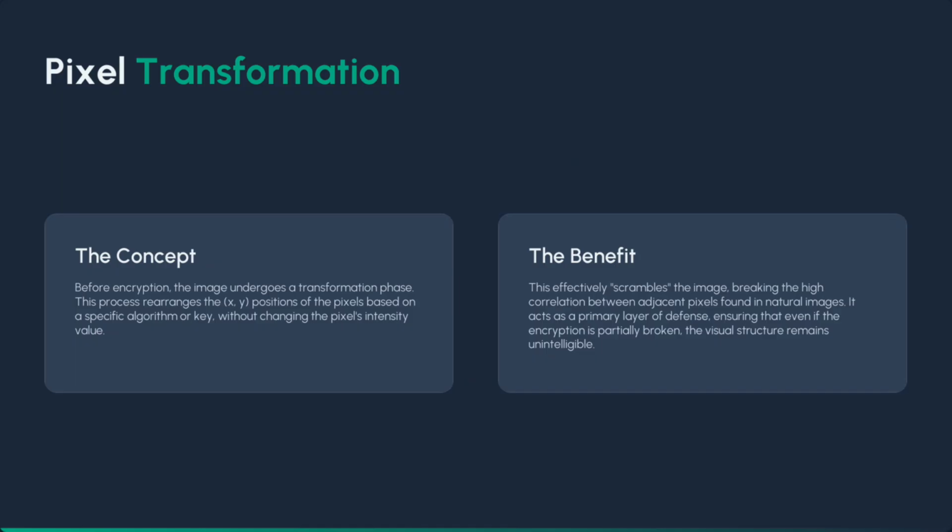Pixel transformation. In a normal photo, if a pixel is blue, its neighbor is likely blue too. This correlation allows attackers to guess image content. Our transformation algorithm rearranges the XY coordinates of every pixel based on a secret key. It's like taking a jigsaw puzzle and scattering the pieces across the table. We haven't changed the picture on the pieces yet, but we've destroyed the structure. This serves as our first line of defense.